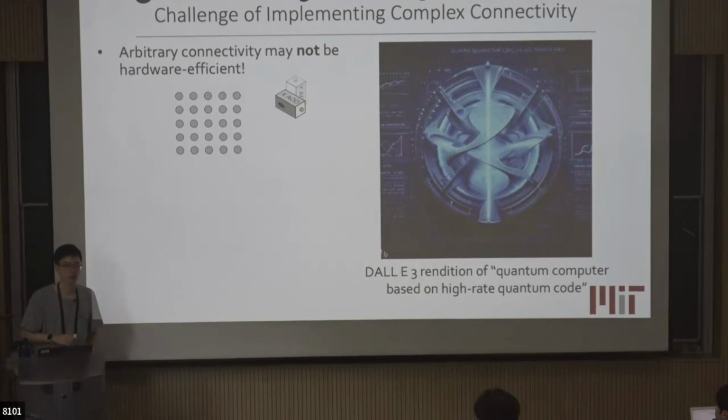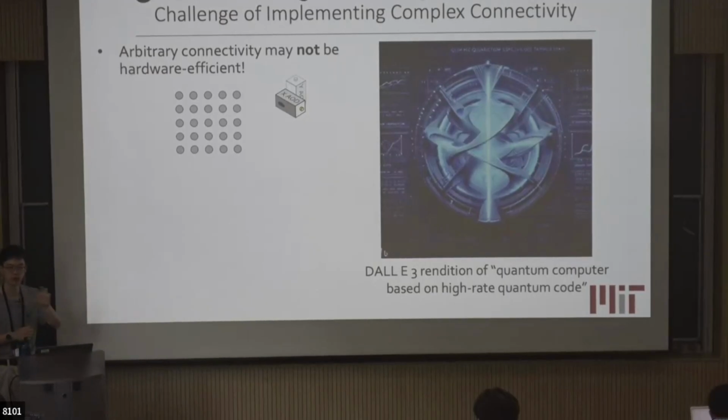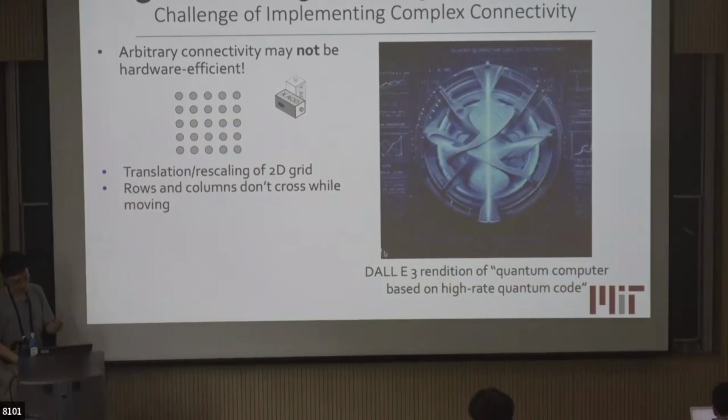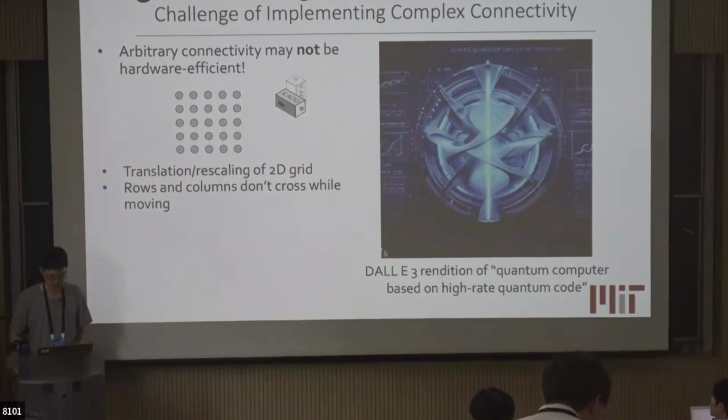If you think about the movie that I was showing you earlier, the natural constraint in neutral atoms, at least in the current generation of control tools, is this row-column constraint, where you're moving a grid of qubits at a time. Native operations would be things like translation or rescaling of a 2D grid, while making sure that the rows and columns don't cross when you're implementing this. So it's maybe not so clear at the beginning whether, if you take a generic code, you can implement it or not.